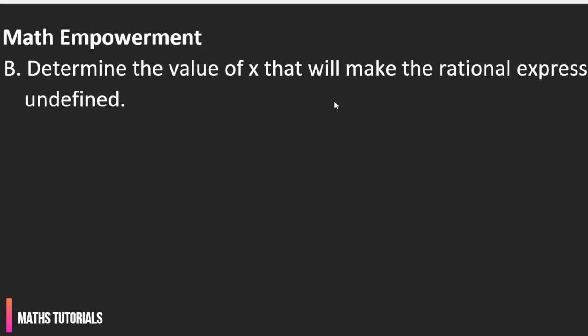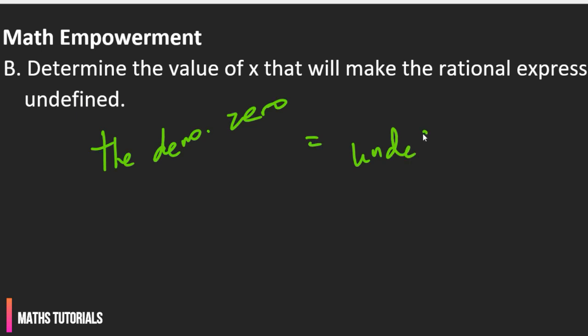Okay, so let's move to letter B. Now we're going to determine the value of x that will make the rational expression undefined. Remember that to consider a rational expression undefined, the denominator must be 0. Okay? So any expression with the denominator 0 is considered automatically undefined.